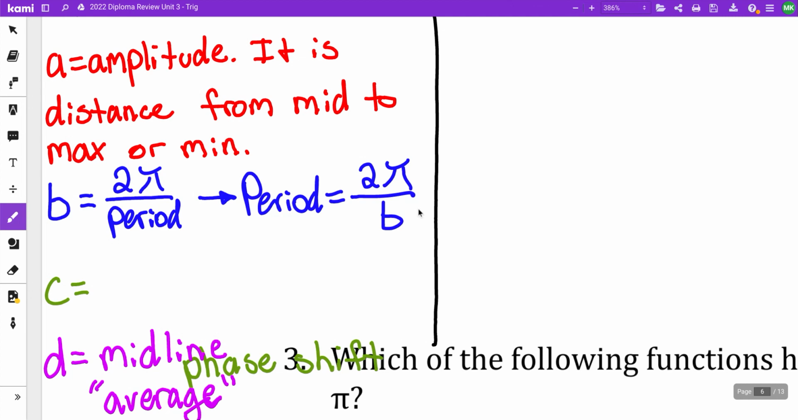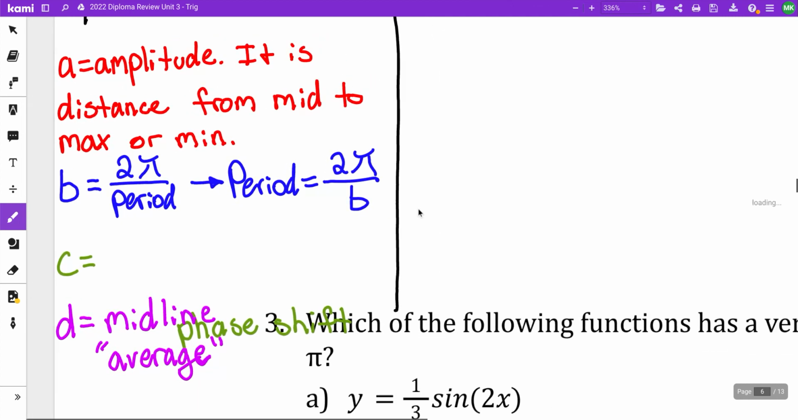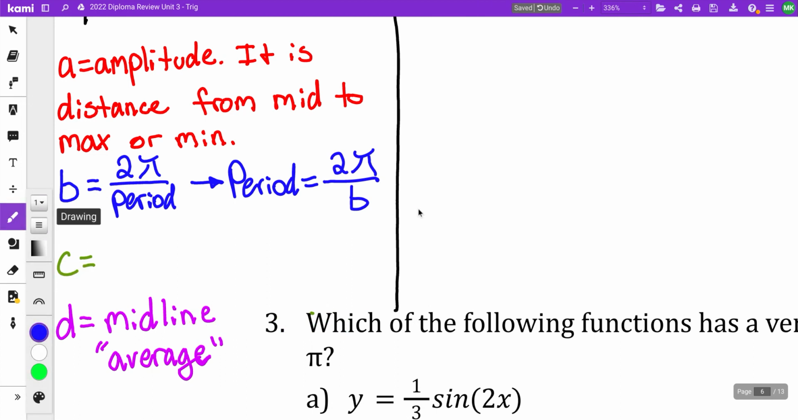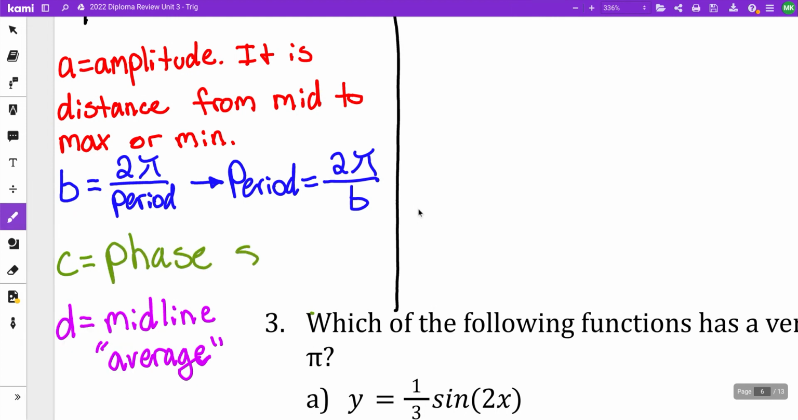Your C value, oh, I can see what happened. Things got moved around somehow. Your C value is what we call our phase shift. Remember, it's doing our horizontal translation, right? But for this, we just call it phase shift. Just a terminology thing. And your D line, we call your midline or your average. I want to call it your average very often, but it's almost always called your midline.